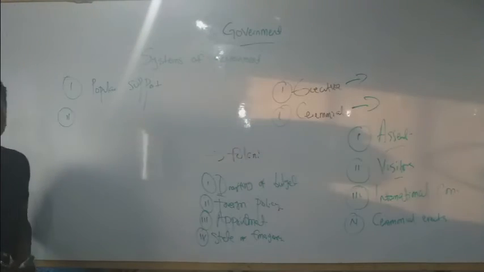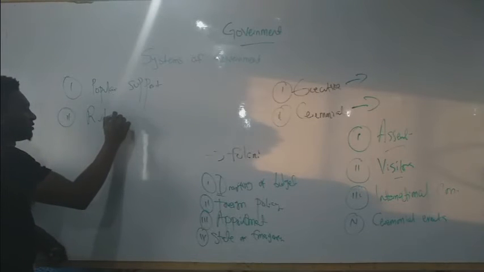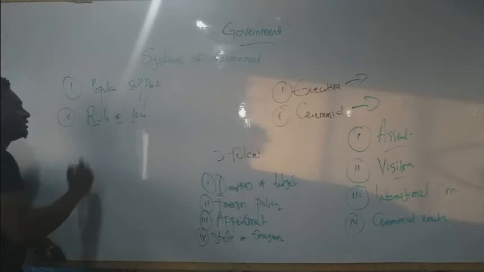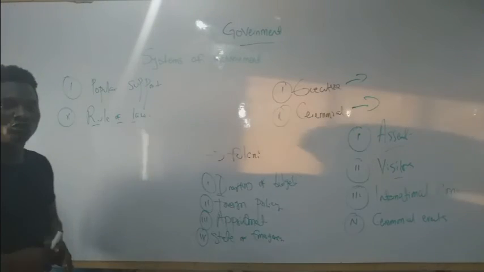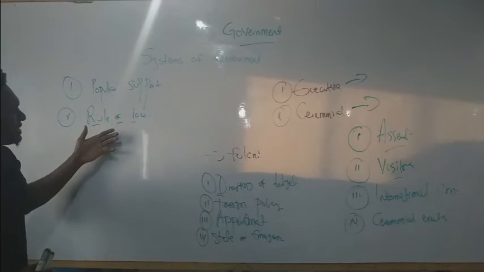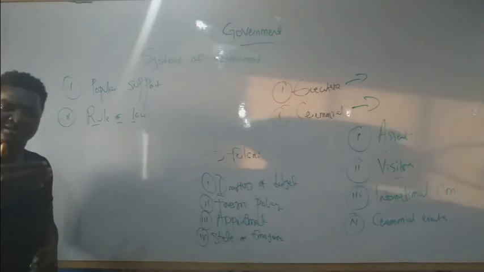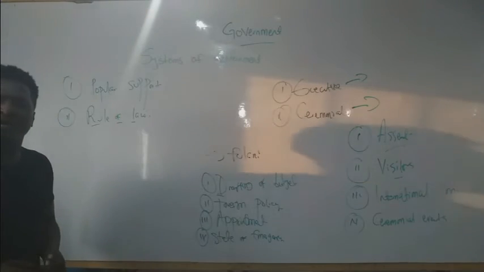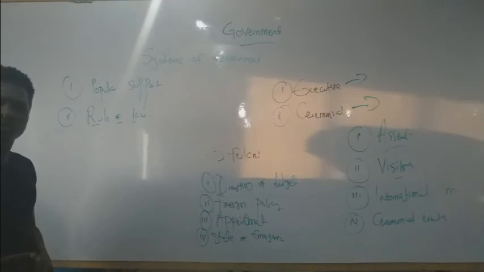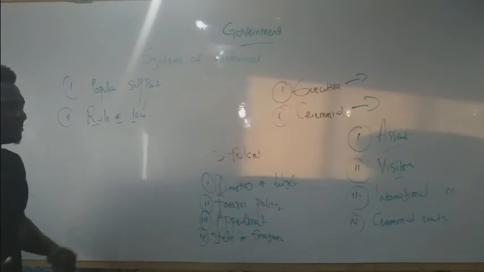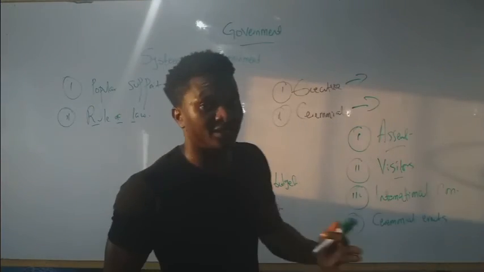Number two feature of presidential system of government, rule of law. Now, the concept of the rule of law is one that every student of government should know. Do not forget, the rule of law is a concept that was made popular by Professor Albert Venn Dicey in his book, An Introduction to the Study of the Law of the Constitution, in which he said that the rule of law is simply the supremacy of the law over the ruler and the ruled.